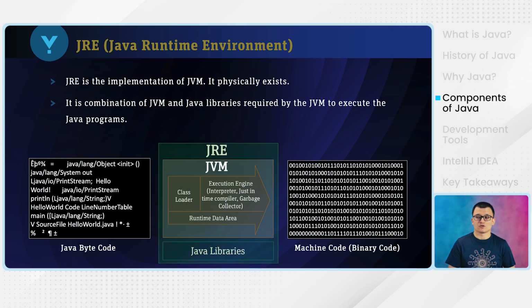The JVM is going to read your Java bytecode, and then interpret and execute it. While it's interpreting and executing it, the JRE is going to provide all the Java libraries, all the classes, resources, everything, so that the JVM will be able to read and execute it at the end.